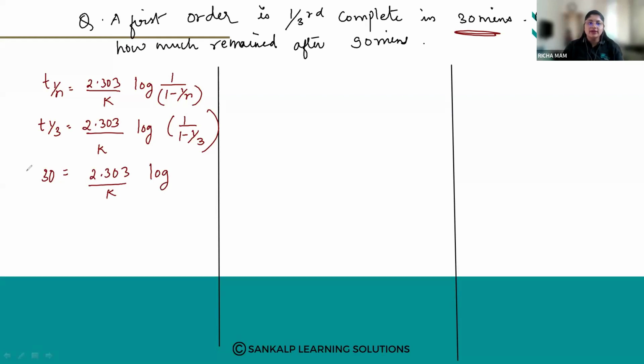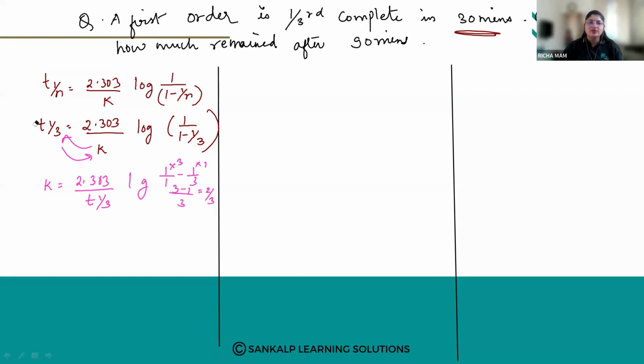Let me shift this k to this side. Yes, I can shift this here. So k is equal to 2.303 by t of 1/3 log of 1 by 1 minus 1 by 3. Taking 3 common, 1 threes are 3, 1 threes are 1, so it will be 2 by 3. Okay, so it will become 2 by 3.